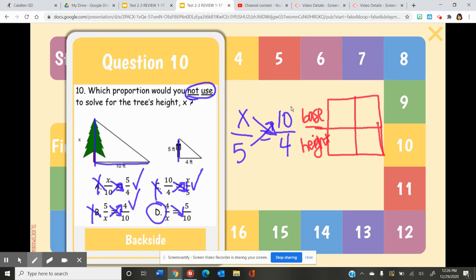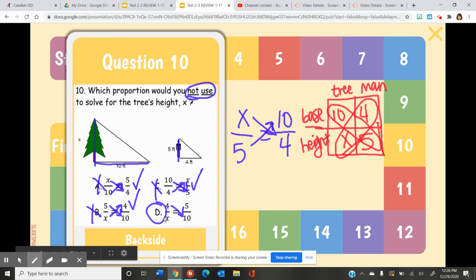And then to keep it more organized a bit further, I'm gonna label this as tree, and I'm gonna label this as the man. So the base of my tree was 10. The height of my tree was x. Then the base of my man was 4. And the height of my man was 5. If you notice here, the way I set these two up, I set it up completely different. But I still have 10 diagonal to 5, and I still have 4 diagonal to x. Either way you could have set this up, it was completely up to you on what you felt more comfortable with. But again, D is your answer here.